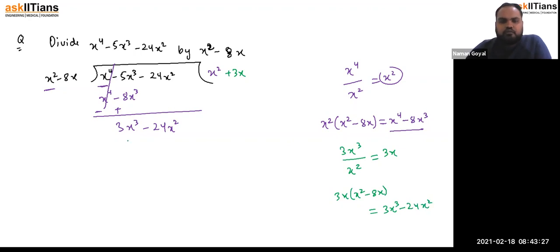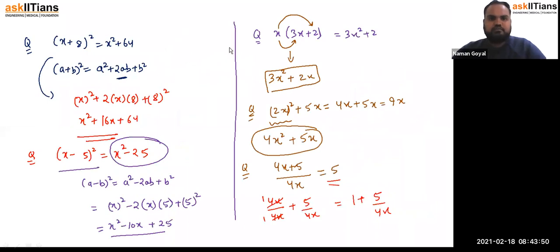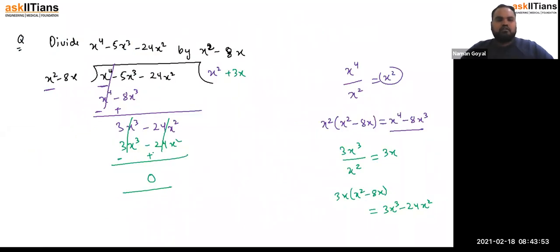So we have to write down this quantity here: 3x cube minus 24x square. This becomes negative, this becomes positive. It will be cancelled out and it will be cancelled out. What do we get? 0. Okay. So this is known as division of two polynomials by using the concept of the long division method. Now, as I told you, this dividend can be written as divisor into quotient plus remainder.